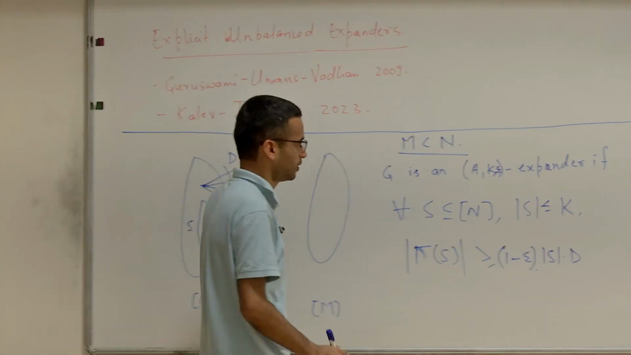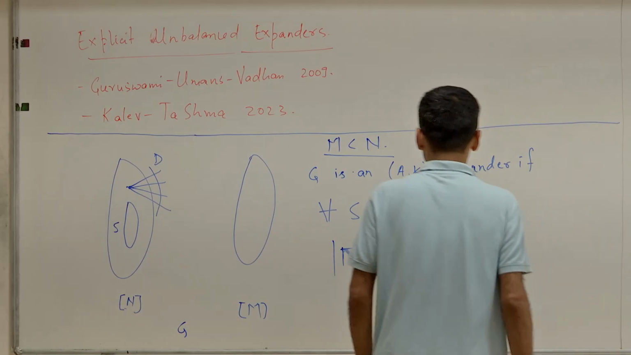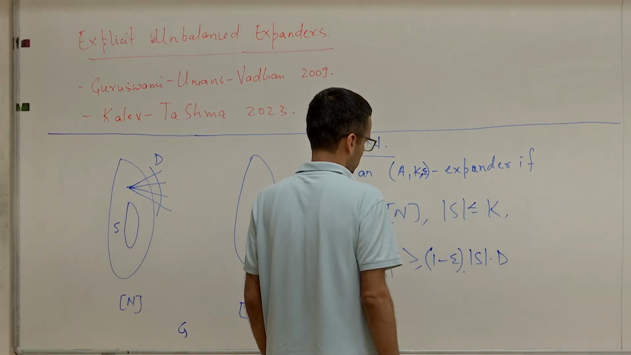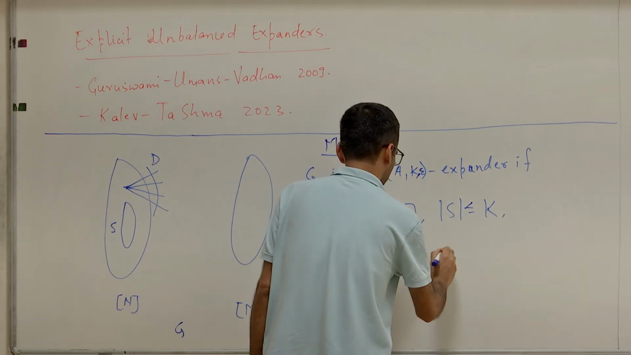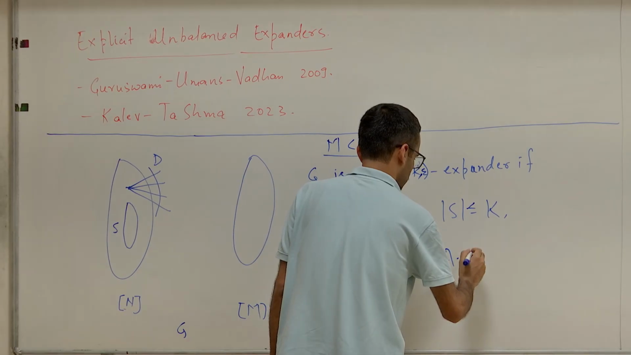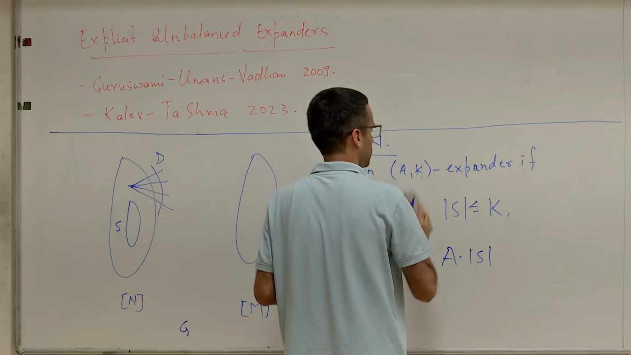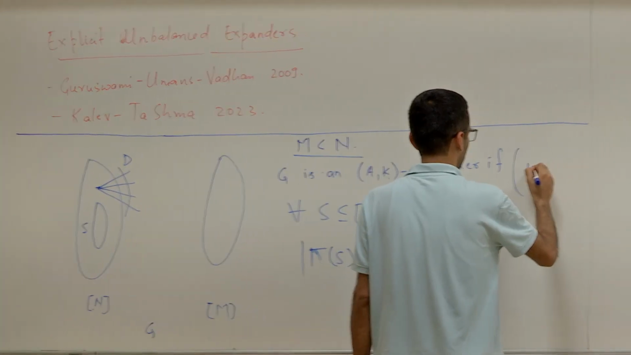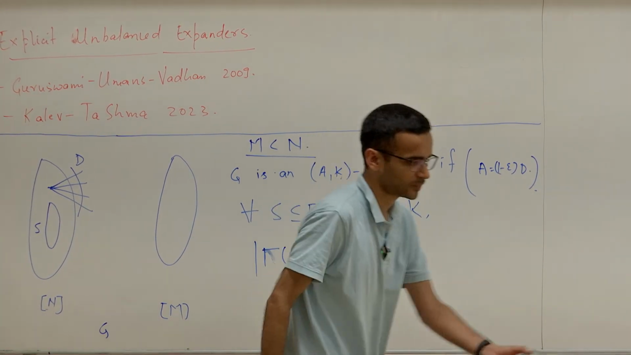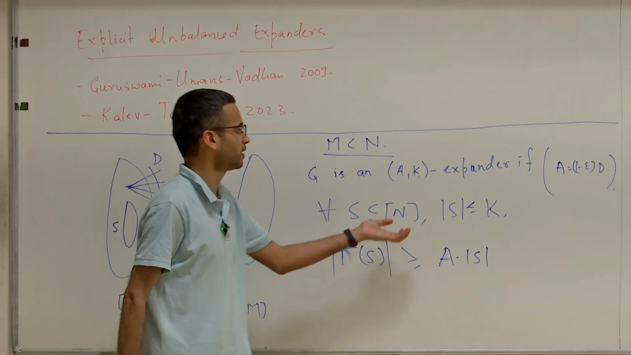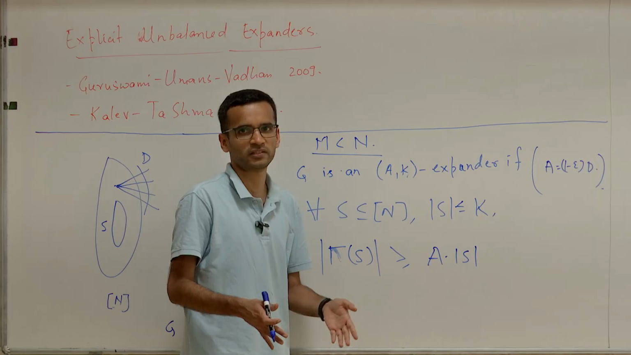What is A? Good. Maybe I should say this is A times size of S. So we don't need three parameters, two is enough. And you should really think of A as being (1 minus epsilon) times d. So it's an (A, K) expander if every subset of vertices on the left hand side of size at most K has A times the size of the set many neighbors.